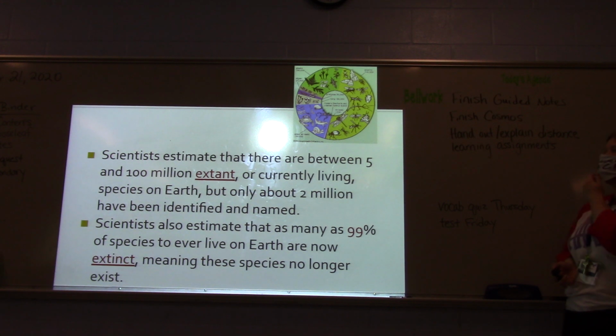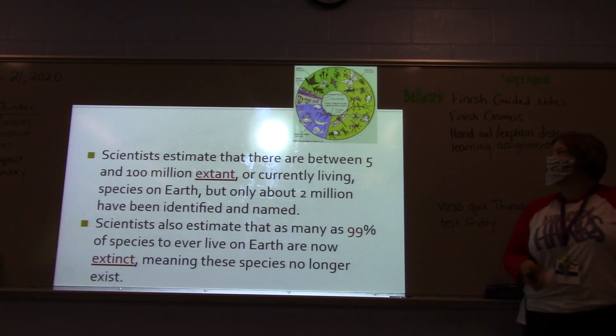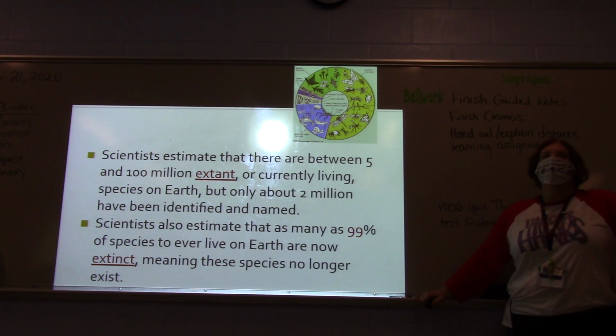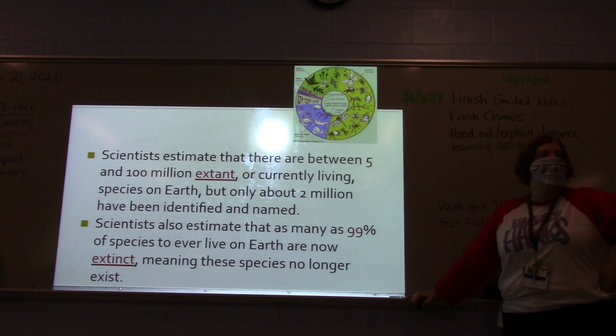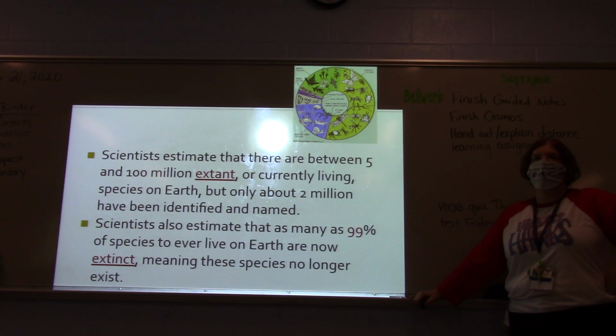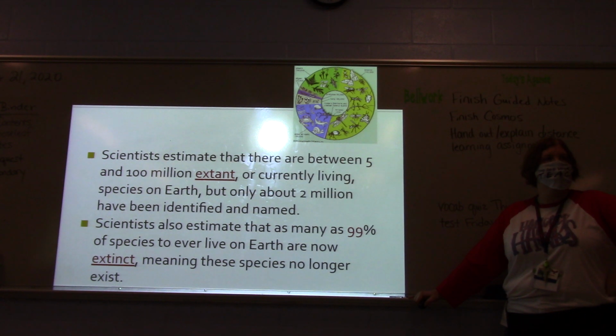Scientists estimate there are between 5 and 100 million species on the Earth. Why is that number so different? Why do we not have a better estimate of how many species we have? Because a good portion of the Earth is unexplored, mainly the oceans. We know more about space than we do the oceans. That is correct.